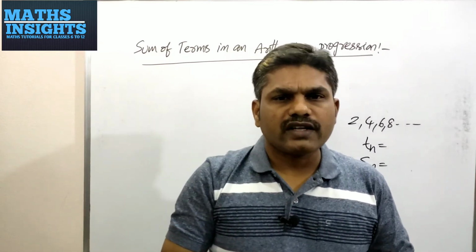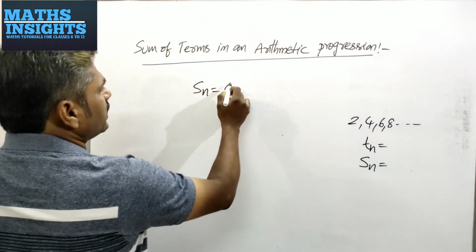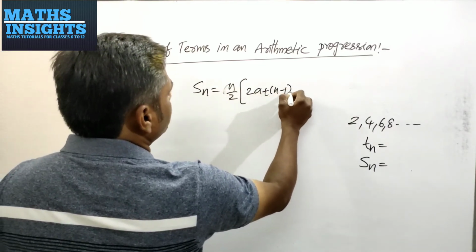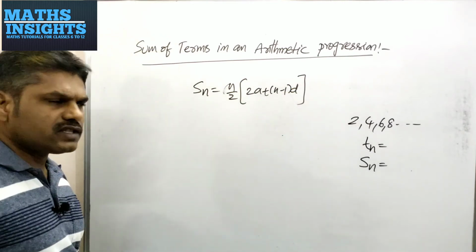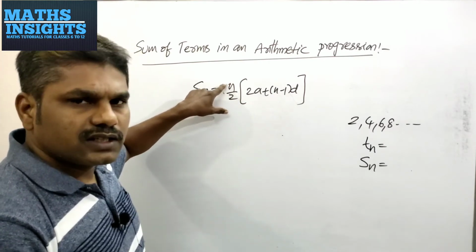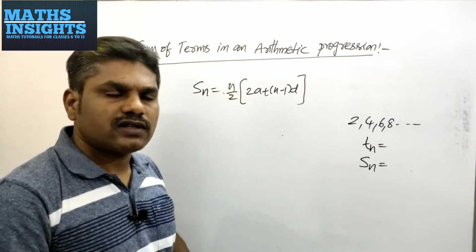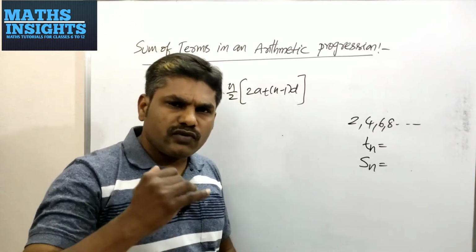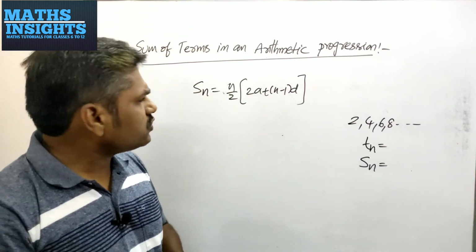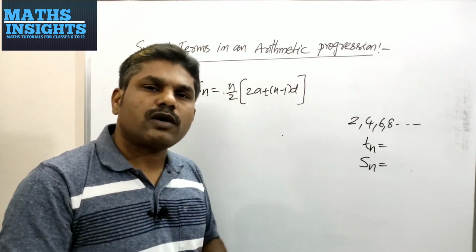So how to find that? There is a formula. Sn is equal to n by 2 into 2a plus n minus 1 into d, where Sn is the sum of n terms, n is the number of terms, a is the first term, and d is the common difference of an arithmetic progression. If you know all those values, on substituting them in this formula, you will get the sum of that particular number of terms.